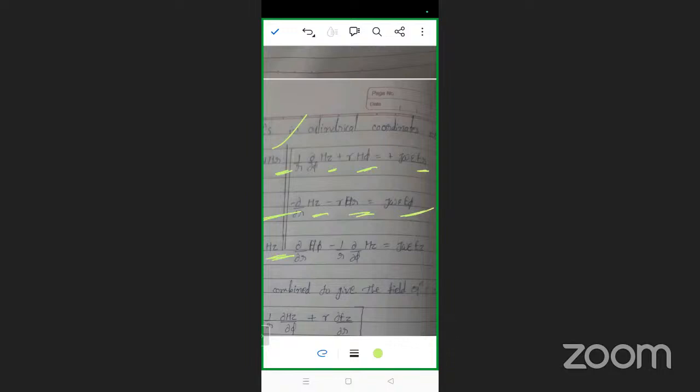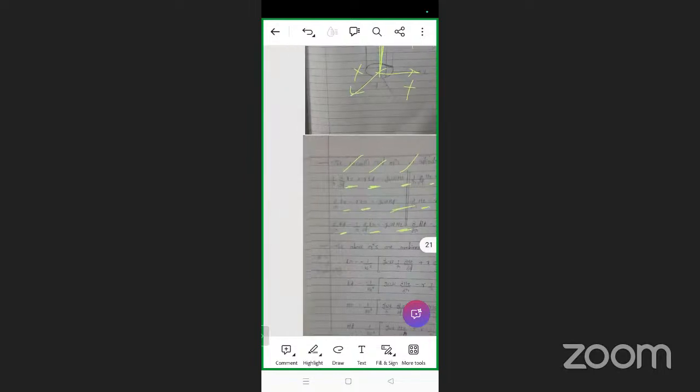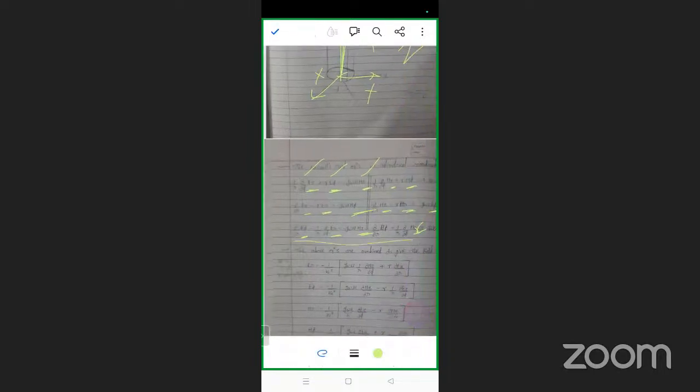Next, the third equation: dou by dou r of H phi minus 1 by r dou by dou phi of Hz is equal to j omega epsilon Ez. This is r, I think, Hr, this is not z. R or z, ma'am? R. Correct it. Dou by dou r of H phi minus 1 by r times of dou by dou phi of Hr equal to j omega epsilon times of Ez. So you have to learn these 6 equations. Total how many equations? 6. 3 are magnetic field, 3 are electric field. 3 electric field equations, 3 magnetic field equations.